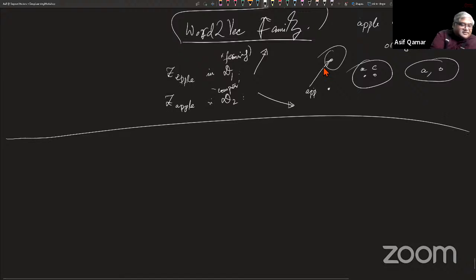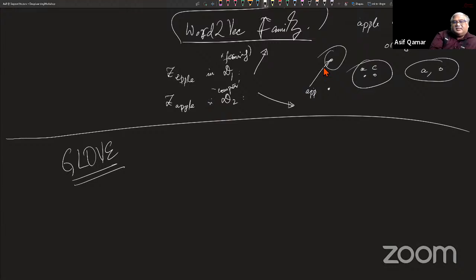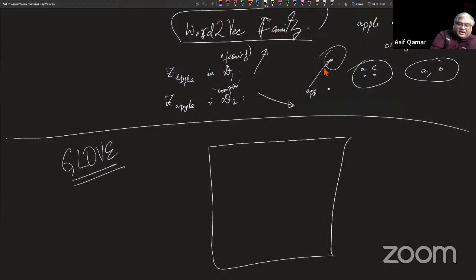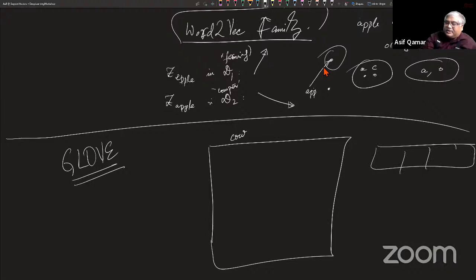We have one last one to do, GloVe. And by now you must be realizing that these are all very clever ideas on the co-occurrence matrix. So GloVe takes a very explicit approach. It creates a co-occurrence matrix. So you take a big giant matrix. You have the word cow. And again, you take a sliding window of whatever choice you have.